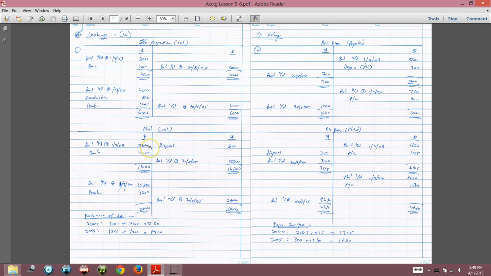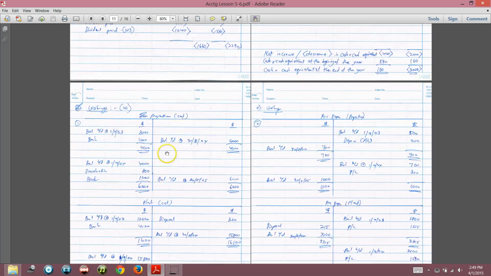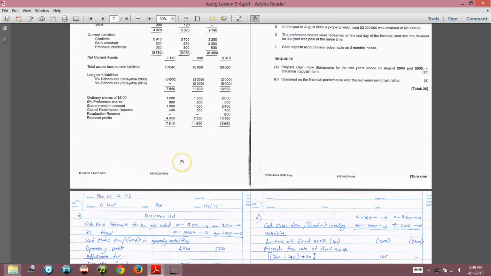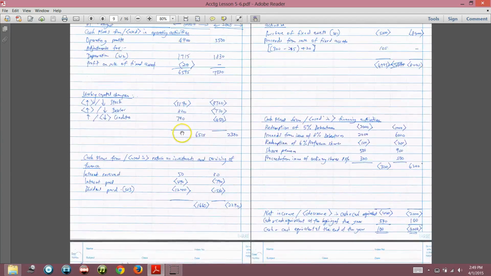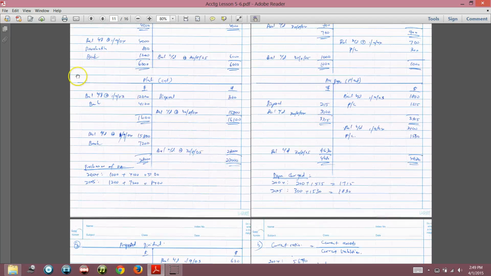Plant also, 12,000. You see, the question is a bit confusing. This figure is plant at cost. So that means how they put 300 minus 500 is 2,005, and 12,000 minus 1,008 is 10,200. Then they add up here. So plant at cost is 12,000. So I also slot in the easy numbers first: balance brought down, balance carried down, then draw the two lines.